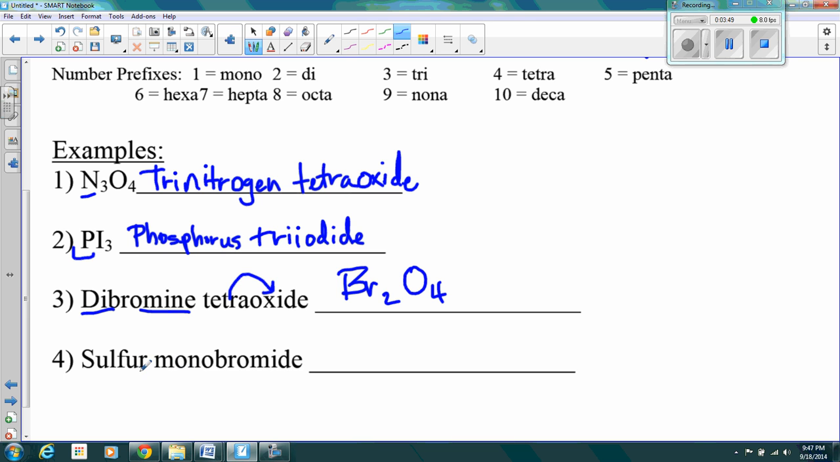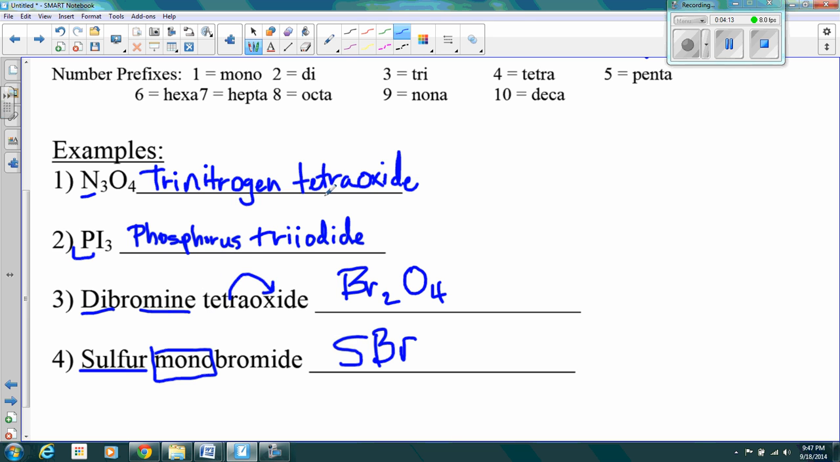Here's another one that doesn't have any subscripts. I have plain old sulfur. It doesn't have a prefix, so it's just S. Mono means 1, so it's just going to be Br1. Now this is what I'm talking about, that the second one, no matter what it is, always has to have a prefix. Even if it's a 1, we still clarify it as mono.